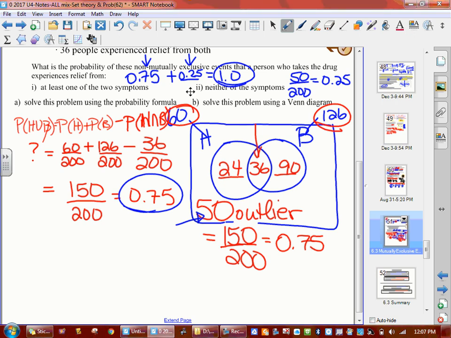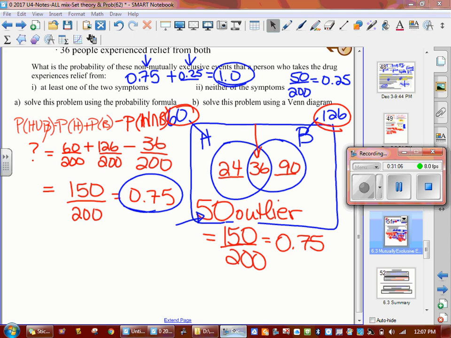Check your work, make sure that yours matches mine. This is the end of 4.6.